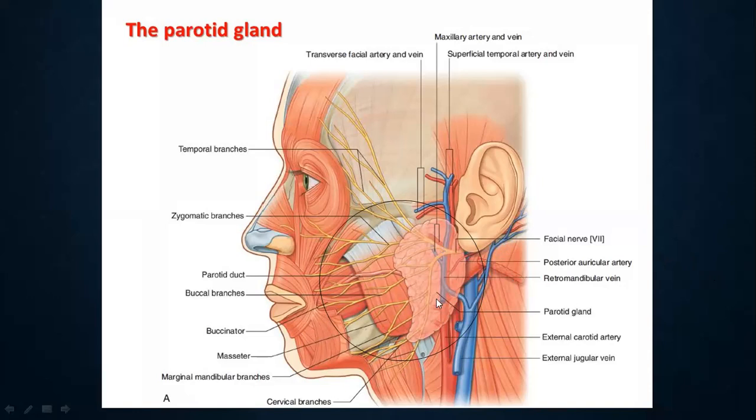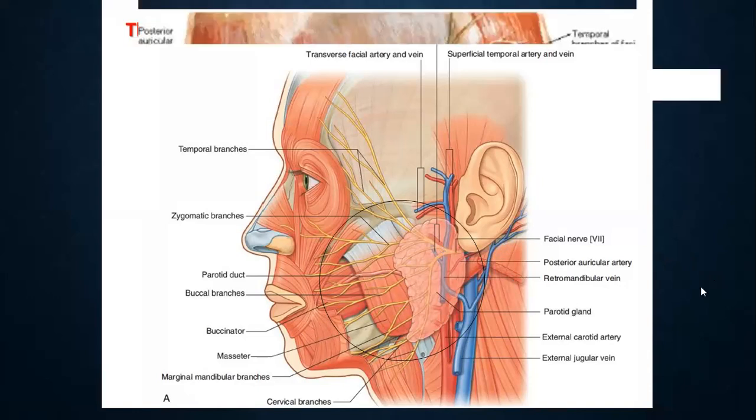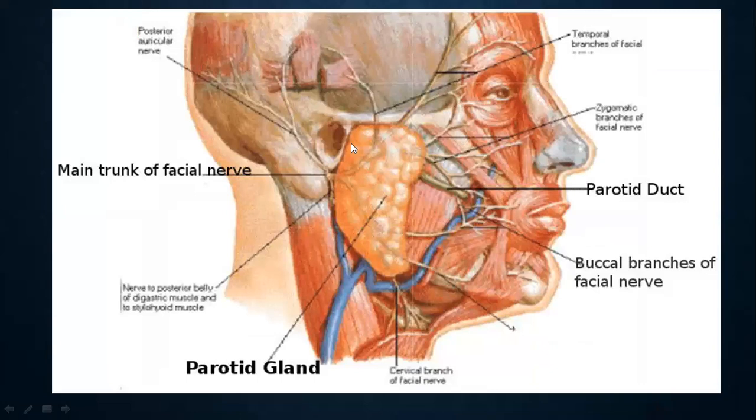Here in this case, the parotid gland is highlighted. Here you can see the enlarged part of the parotid region showing most of the superficial part of the parotid gland, and you can see the facial nerve trunk. You can see the parotid gland duct, which is called Stenson's duct, and adjoining areas of the parotid gland.